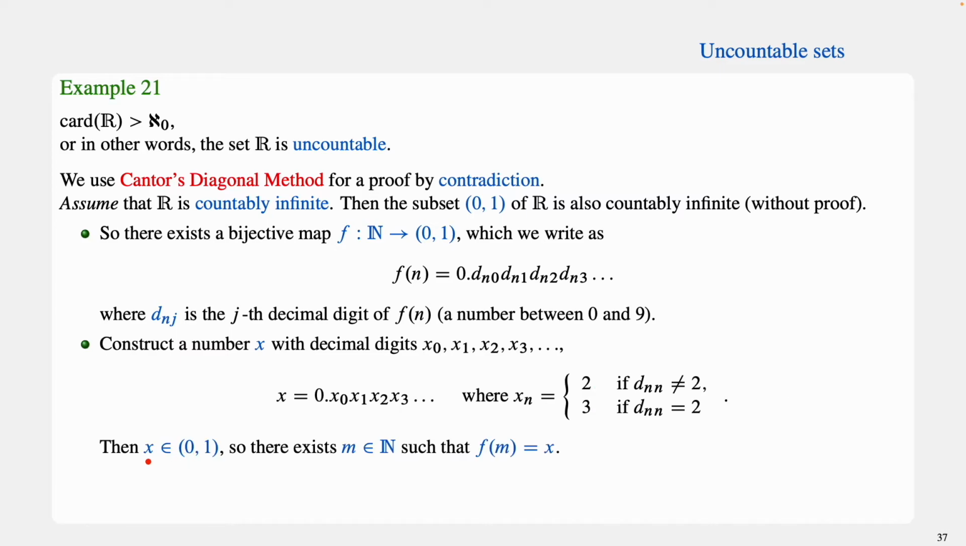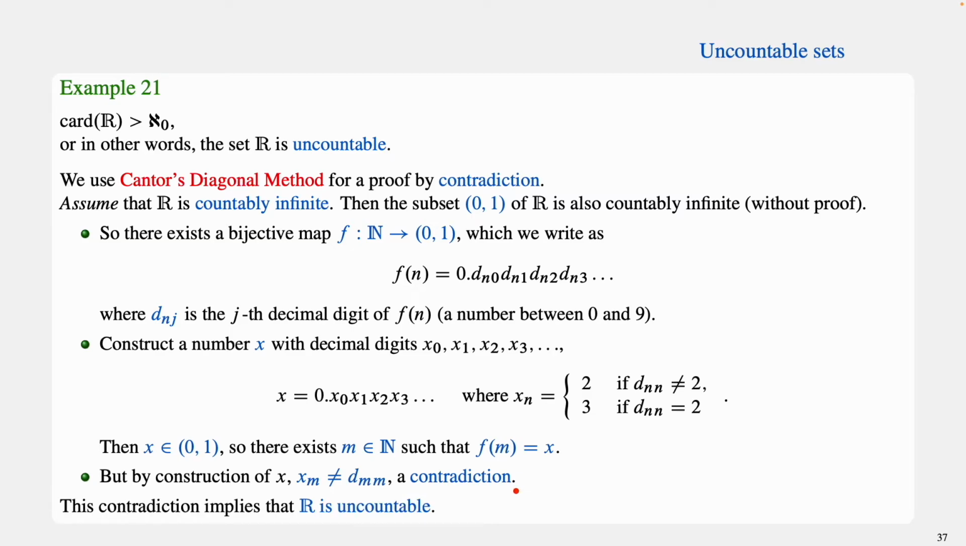Because x constructed in this way is also an element of the interval from 0 to 1, there must exist some natural number m such that f(m) is equal to x. But by our construction, the mth digit of x is not equal to d_mm. But d_mm should just be the mth digit of f(m), so the mth digit of x. So we arrive at a contradiction, and this means R has to be an uncountable set.